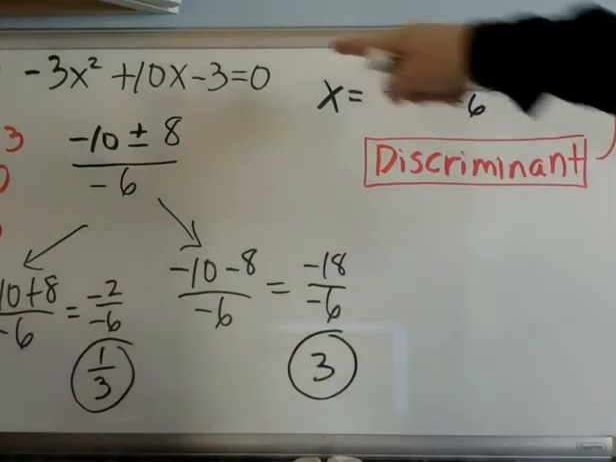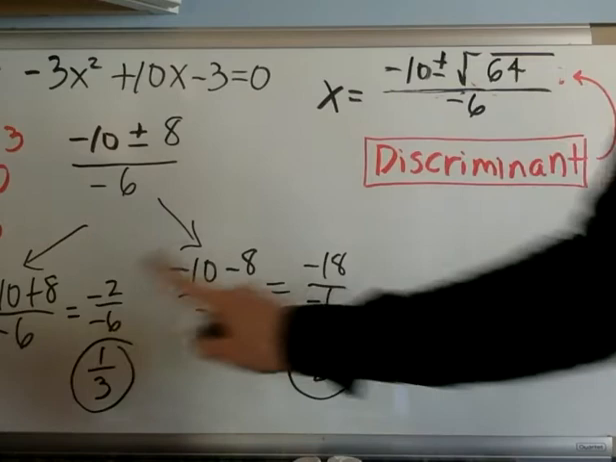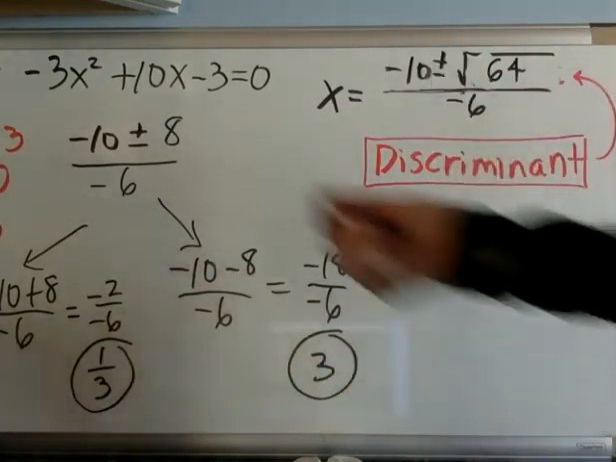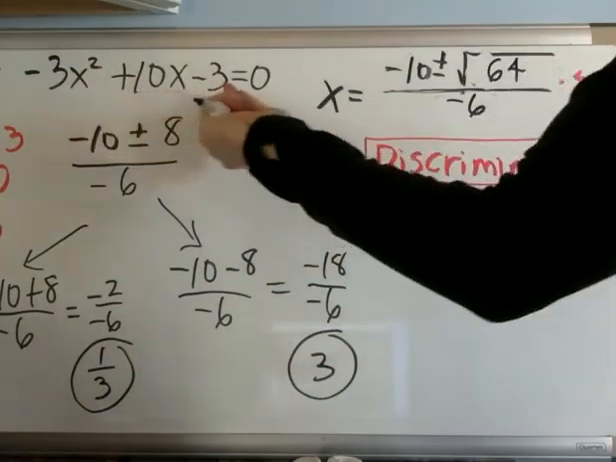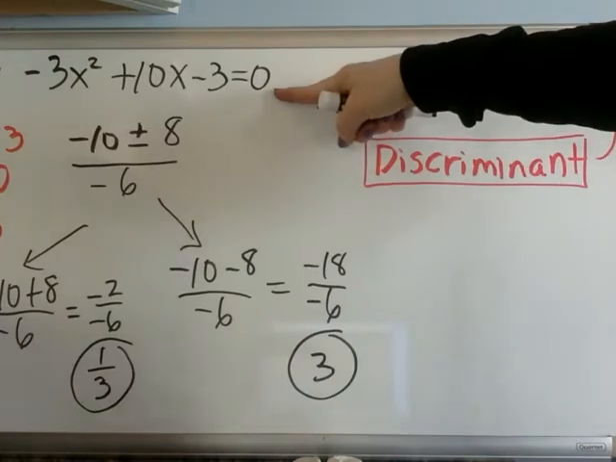So my 2 solutions to this equation are 1/3 and 3. Those are my zeros, because those are the numbers that if I plug them in for x, I'll get y equals 0.